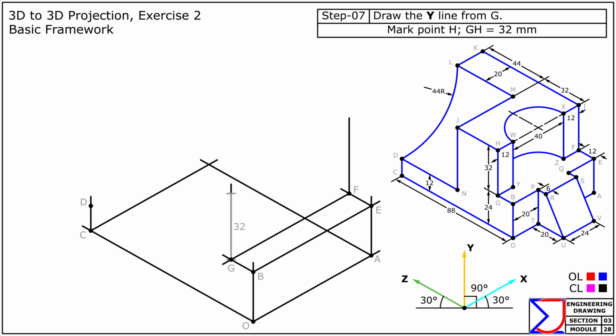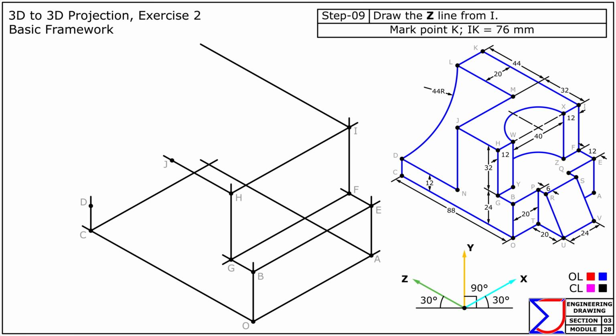Mark point H at a distance of 32 mm from G. At point H, draw remaining parallel lines. The intersection obtained is point I. Now, mark point J at a distance of 32 mm from H. At point I, draw remaining parallel line. Mark point K at a distance of 76 mm from I. At point K, draw remaining parallel lines.